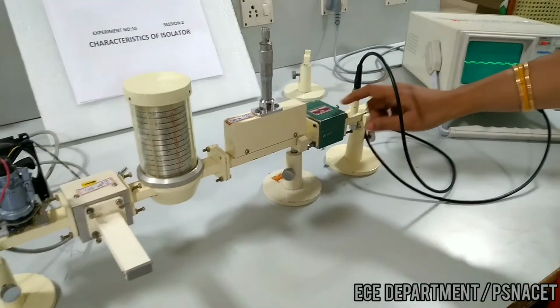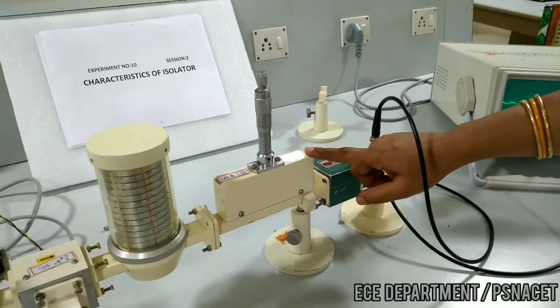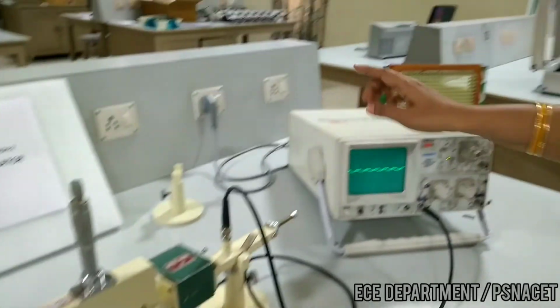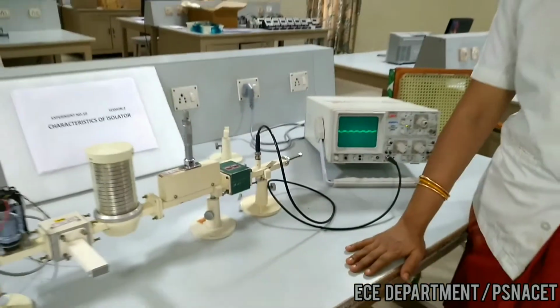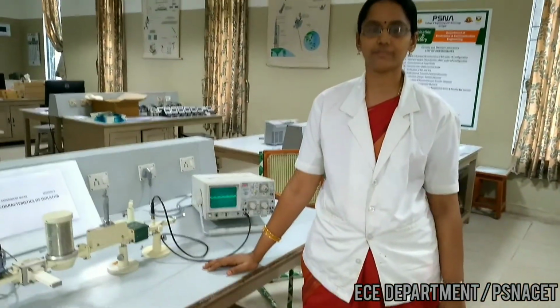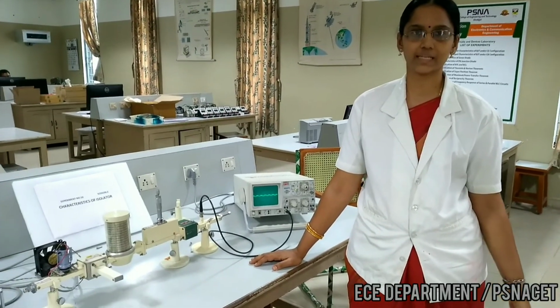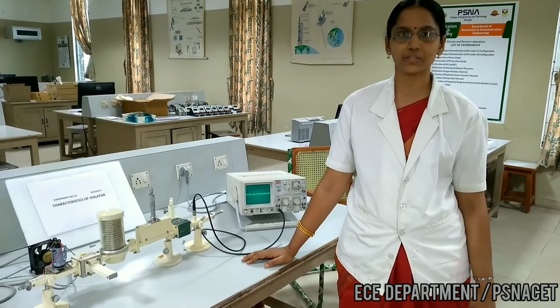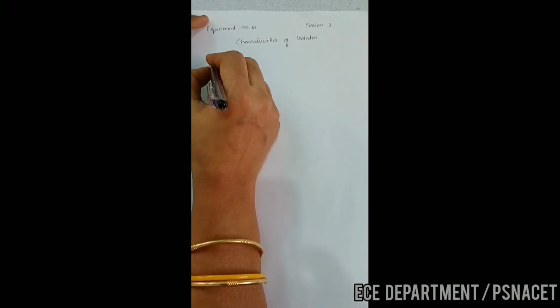This is the experimental setup to measure the isolation loss. Port 2 is connected to the variable attenuator side and port 1 is connected to the diode detector side. So this is the output that we got. The output is 4 milliwatt. We all know that an isolator provides maximum attenuation to the reflected wave and minimum attenuation to the wave which is traveling in the forward direction. Now we will see how to calculate the insertion and isolation loss. Now we will see the calculation.